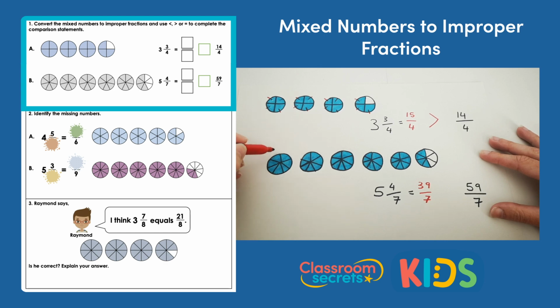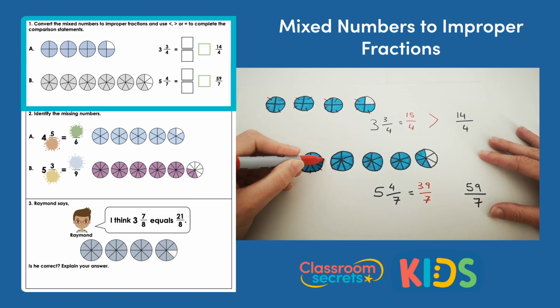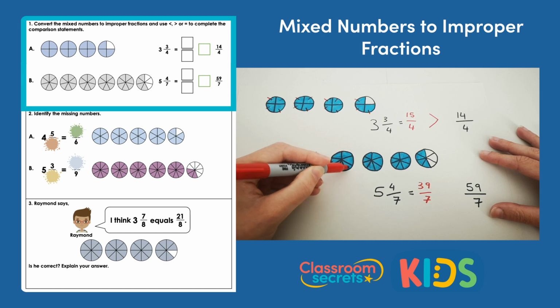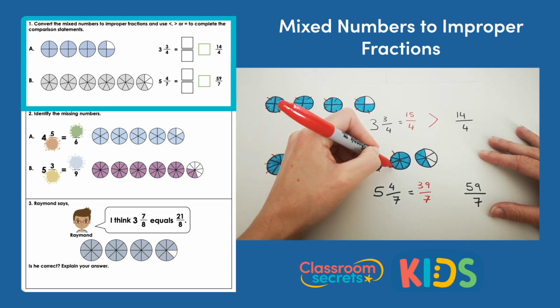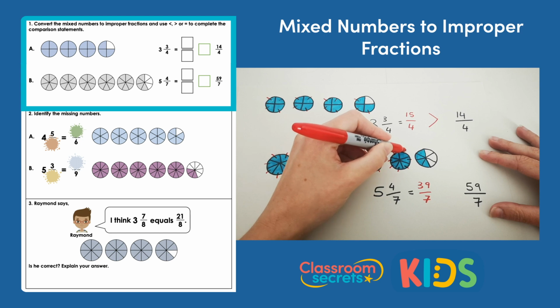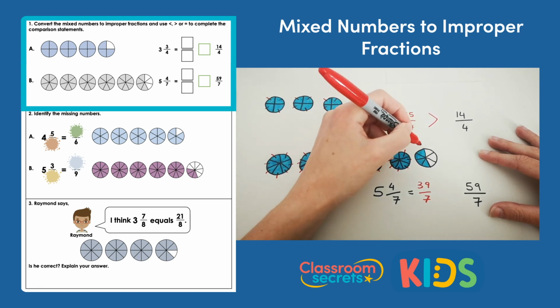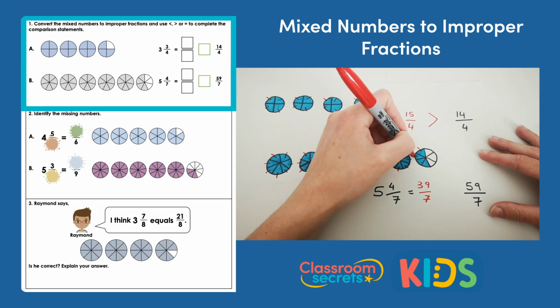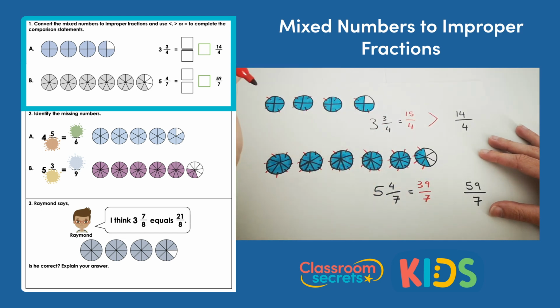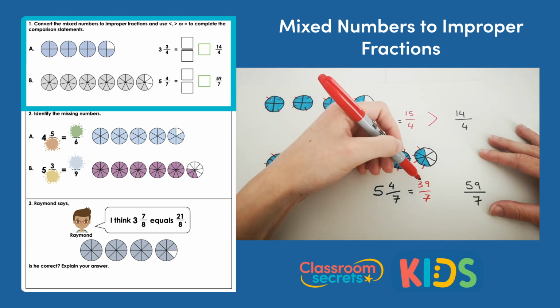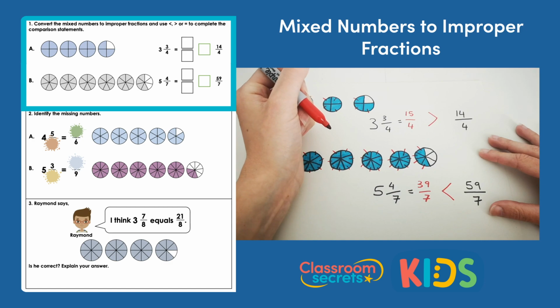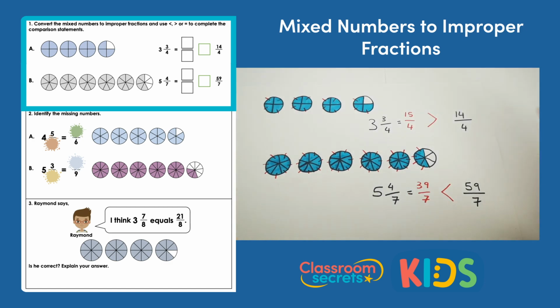So if I count each individual section, 1, 2, 3, up to 35. And then we count the remainder, 36, 37, 38, 39. So that is correct. So now we can compare 39/7 to 59/7. 39/7 is less than 59/7. So that symbol goes there.